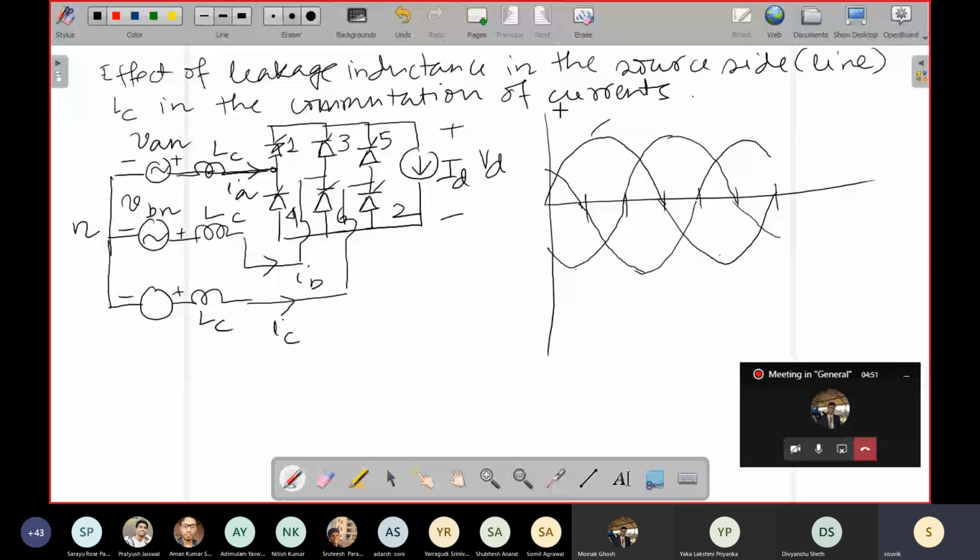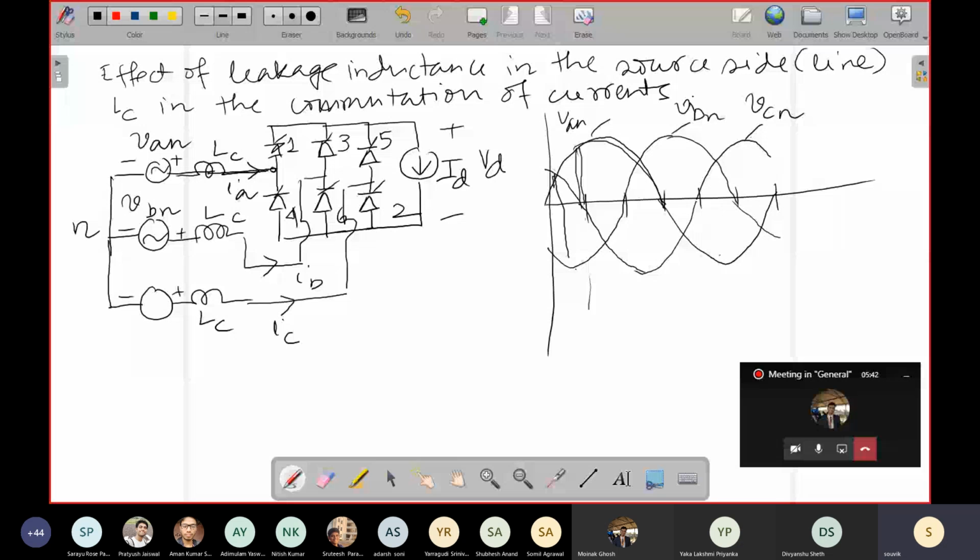And you know that this would be the 0 degree for the firing angle, after 30 degree. After 30 degree, 0 degree is the reference for the firing angle alpha. That means 30 degree corresponds to alpha equal to 0, and then you do a firing at some point. I am arbitrarily doing it, for the sake of convenience of drawing, as if alpha is equal to 30 degree. It could be anything, okay? So I am just doing it so that we can quickly draw things. This is when TH1 is conducting.